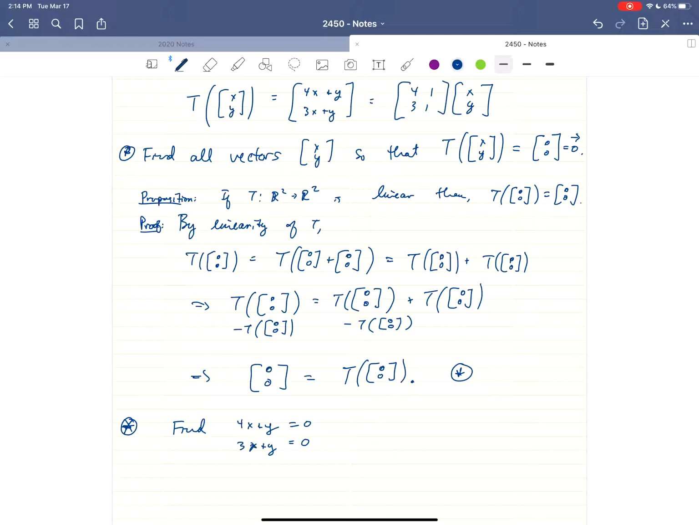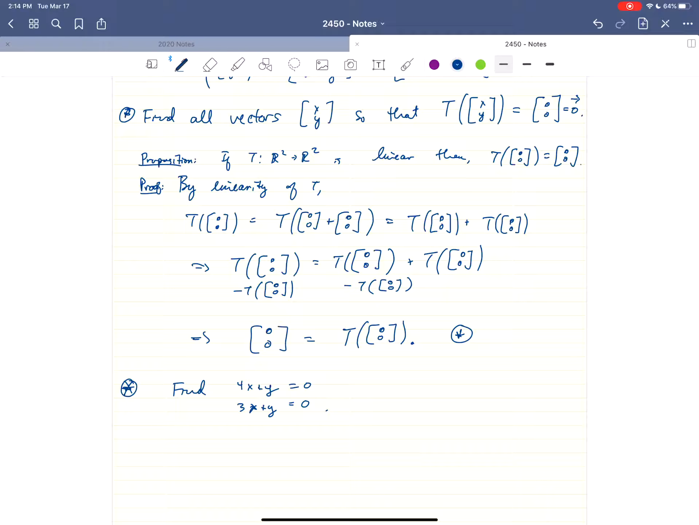We're back to solving two equations, two unknowns. We know exactly how to do that. We know lots of details on how to do that. In fact, we know some pretty fancy things about how to do that. What we're really doing when I ask you to find the vectors x, y so that T of x, y gets mapped to the 0 vector, I'm really asking for what's the null space of our matrix [4, 1; 3, 1]. So really we need to find the null space of the matrix [4, 1; 3, 1].